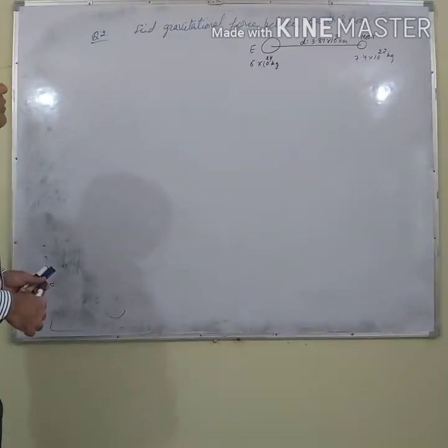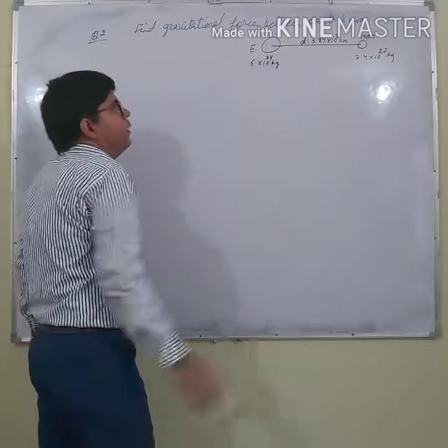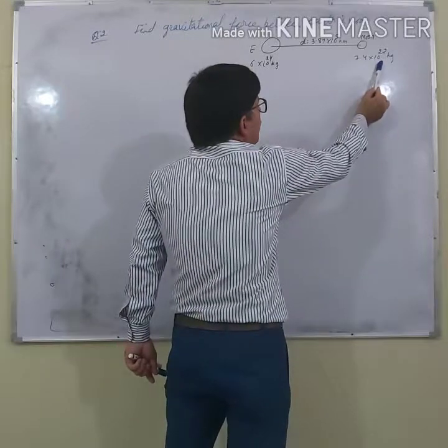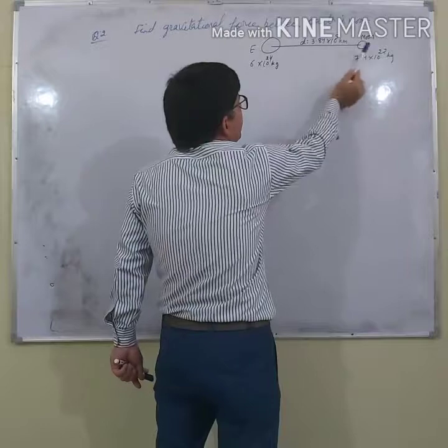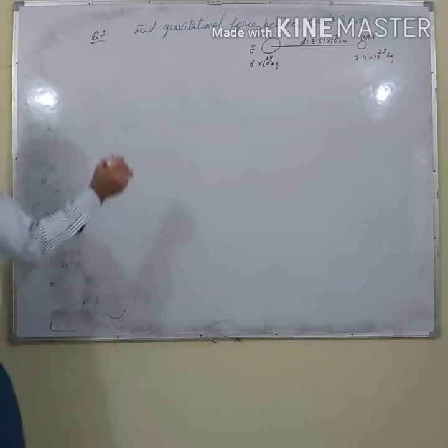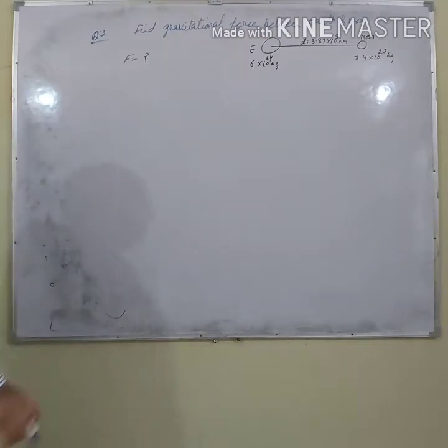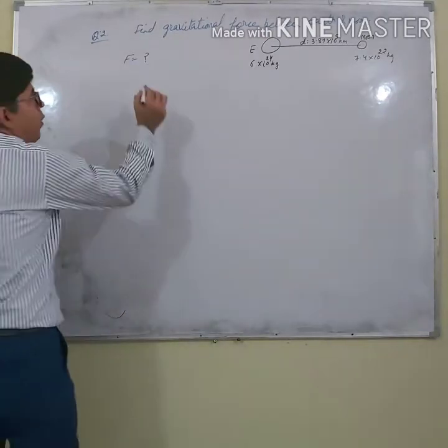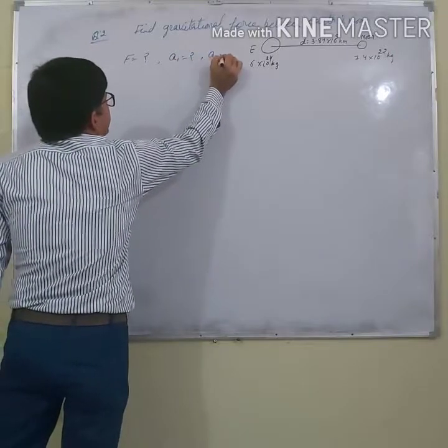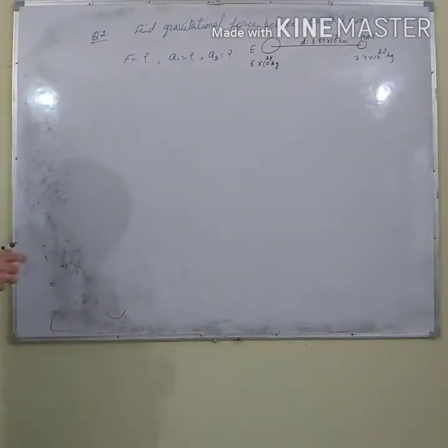Now find the gravitational force between the earth and the moon, provided the mass of the earth is 6 × 10^24 kilogram, the mass of the moon is 7.4 × 10^22 kilogram, and the separation between earth and moon is 3.84 × 10^5 kilometer. My target is to find the force between earth and moon due to gravitation, and also find the acceleration in the earth and the acceleration in the moon because of the gravitational force. So let's do this.